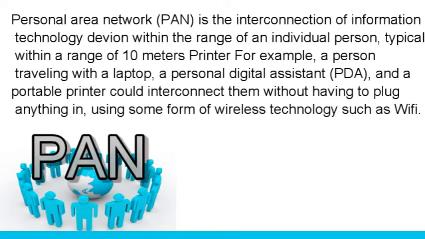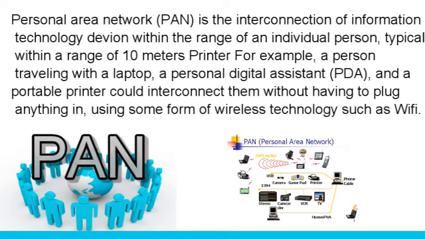Next kind of network that we have is a PAN. So basically a personal area network is the interconnection of technology within the range of an individual person, typically within a range of 10 meters. For example, a person traveling with a laptop and a portable printer could interconnect without plugging them in, using Wi-Fi technology. So basically we use Bluetooth, we use some other things that are available with the help of Wi-Fi signals.